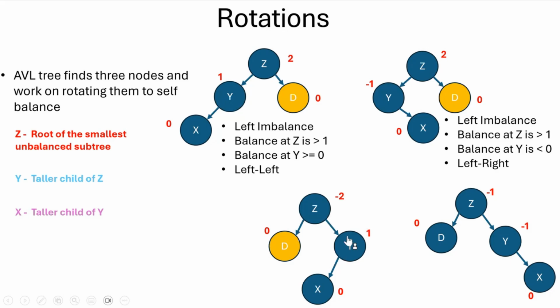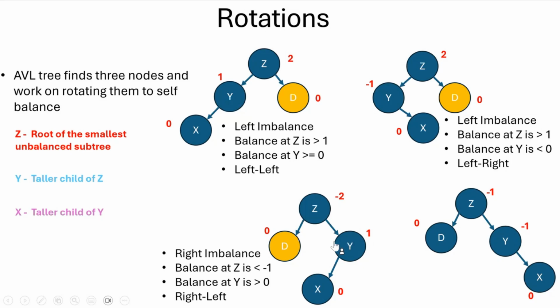So that's why Y is the right child of Z. And because the left side of Y is heavy, because the left subtree height is 1 and the right subtree height is 0, that's why Y is left heavy. That's why the balance at Y is greater than 0. It means it is the right-left case. So that is how we find the right-left imbalance.